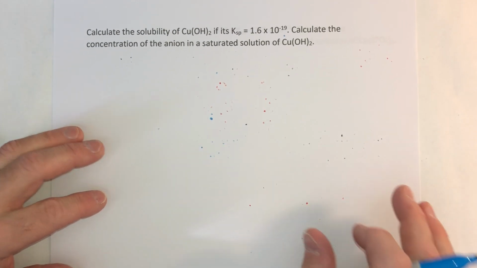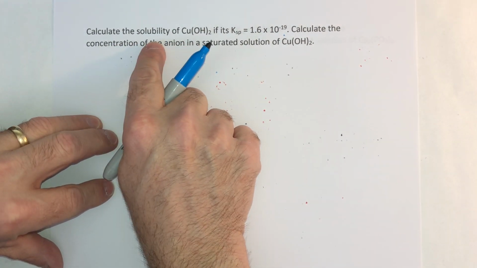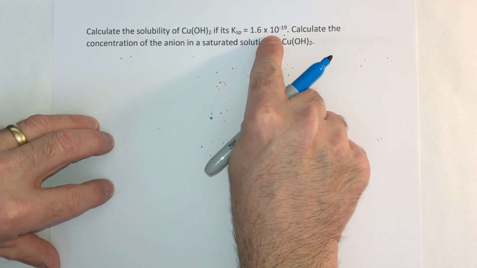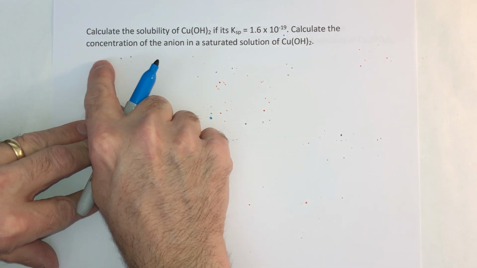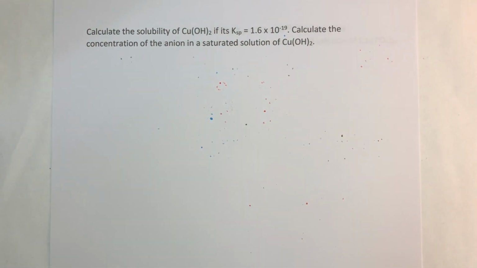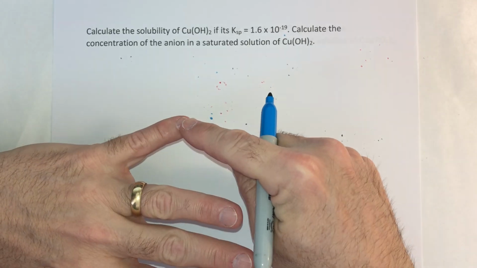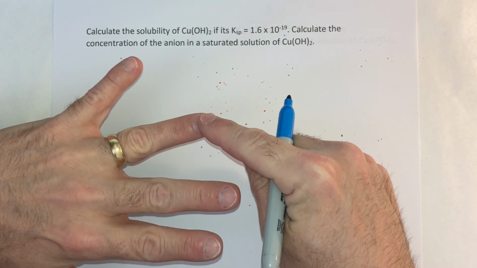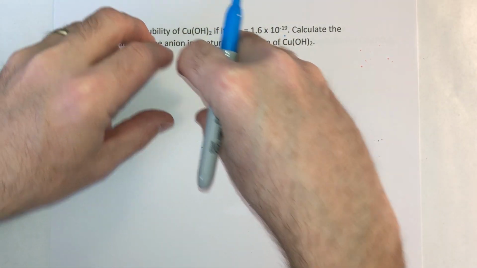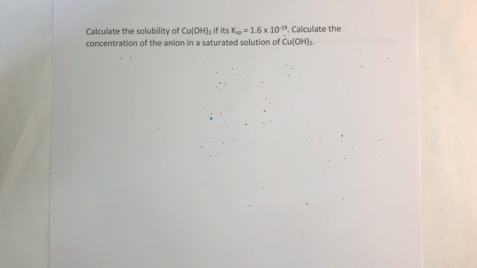Okay, so it says, please calculate the solubility of copper 2 hydroxide if its KSP value is this, and then calculate the concentration of the anion afterwards. Now these problems all follow the same steps. Write an equilibrium, write an equilibrium expression, make an ICE table, and then move the values of S into the equilibrium expression. It's only at that very last step do you have to decide, do I have the S or do I have the KSP?